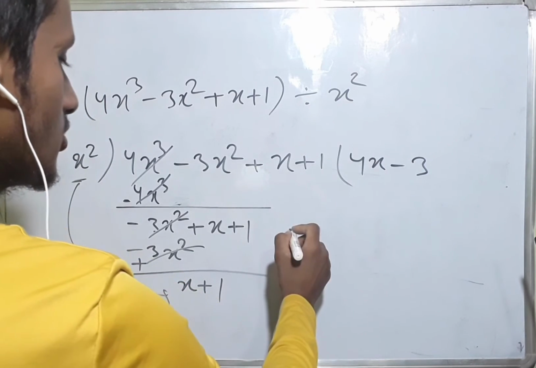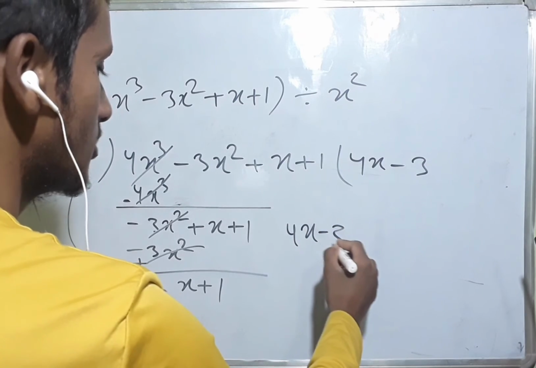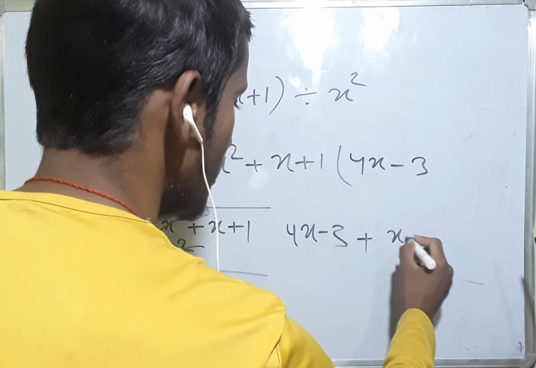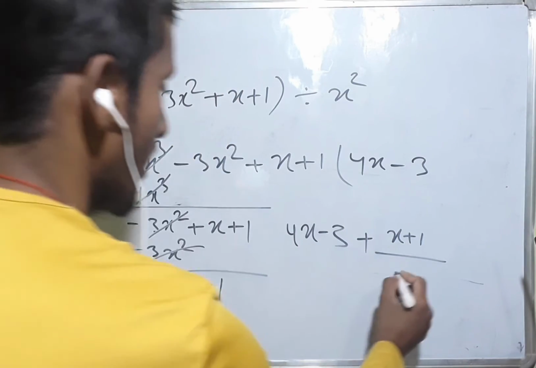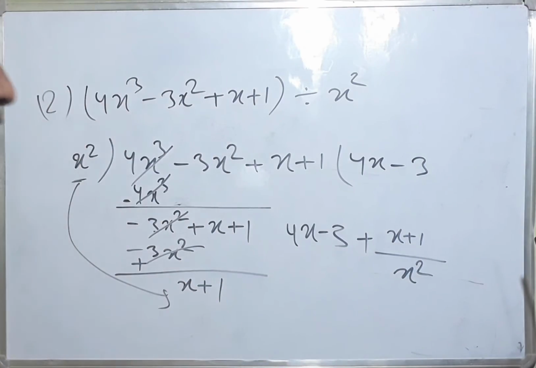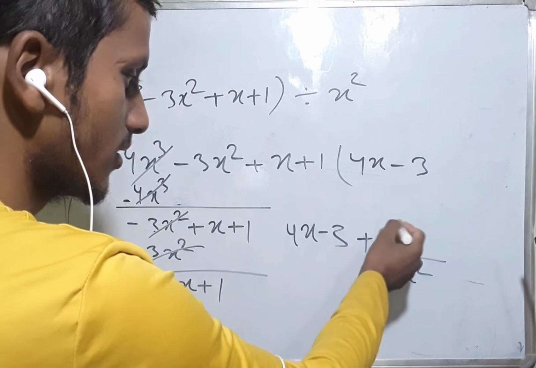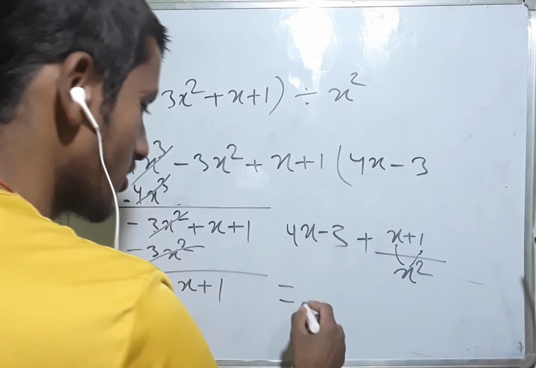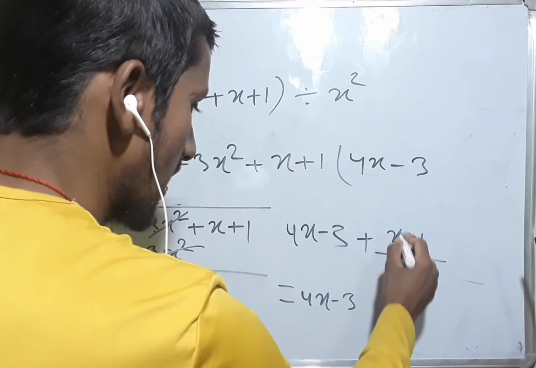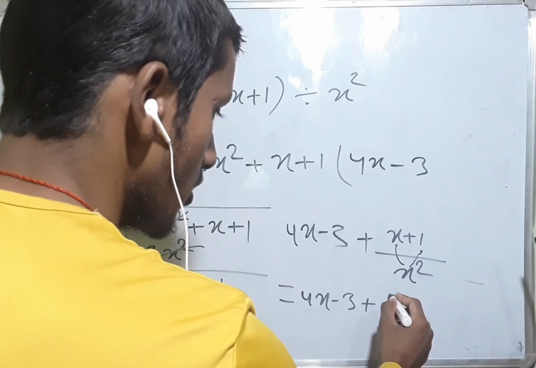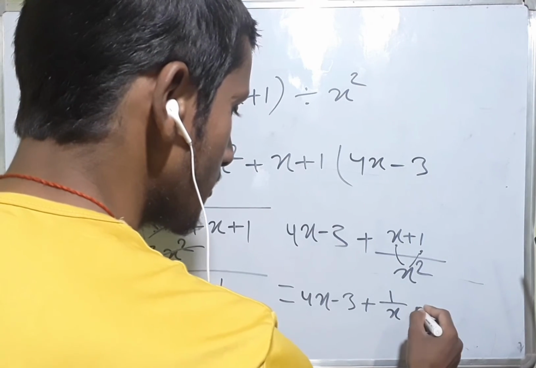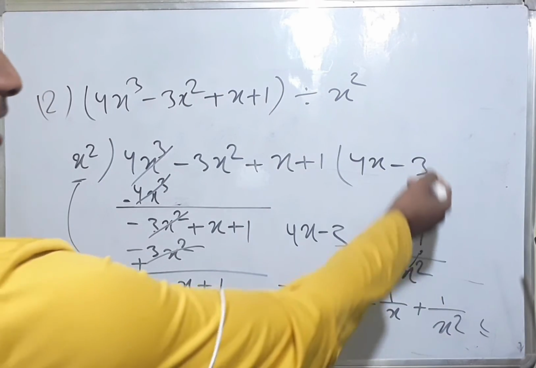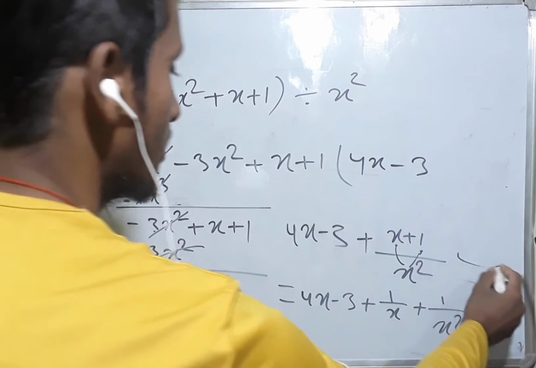So the answer to this will be 4x minus 3, and then plus whatever is left, the remainder, x plus 1, divided by x squared. This is how it's going to be. If you want to simplify this further, then this will divide this, and this will divide this. So it will be 4x minus 3, and this should be what? 1 over x, and then plus 1 over x squared. So it is more simplified than just leaving it at this stage.